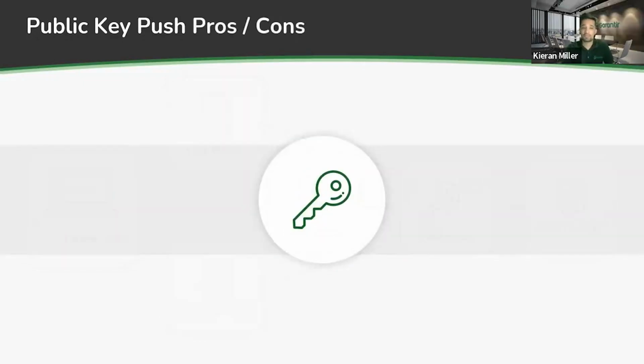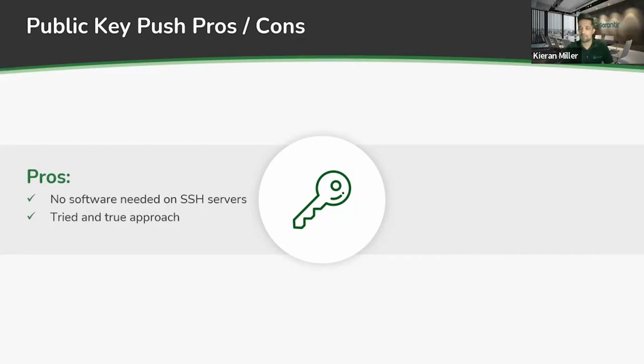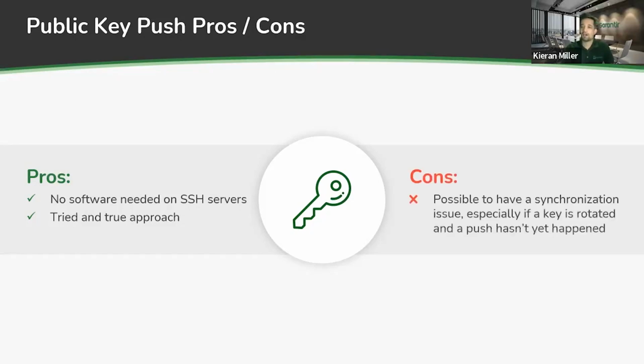So the pros to this approach is that you don't need any software on the SSH servers. And it's really a tried and true approach. You'll see this with other systems as well. Basically, automatically writing to the authorized keys file is a very common approach to pushing public keys. The cons, it's possible to have a synchronization issue, especially if a key is rotated and a push hasn't happened yet. This is really easily mitigated by just putting a decent window of time between rotation and pushes, but it is theoretically possible to have an issue there.